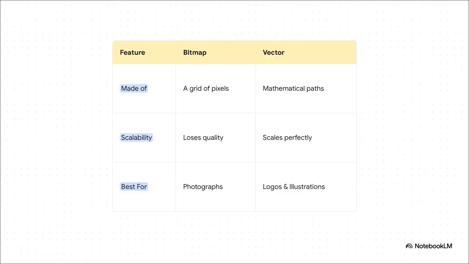A bitmap is like a painting made of tiles. If you try to stretch it, the tiles just get bigger and look kind of clunky. A vector, though, is more like a blueprint. You can give that blueprint to a computer and say, hey, make this the size of a postage stamp, or make this the size of a billboard, and it will be perfectly crisp and sharp every single time. And that's exactly why photos are bitmaps, but company logos are almost always vectors.